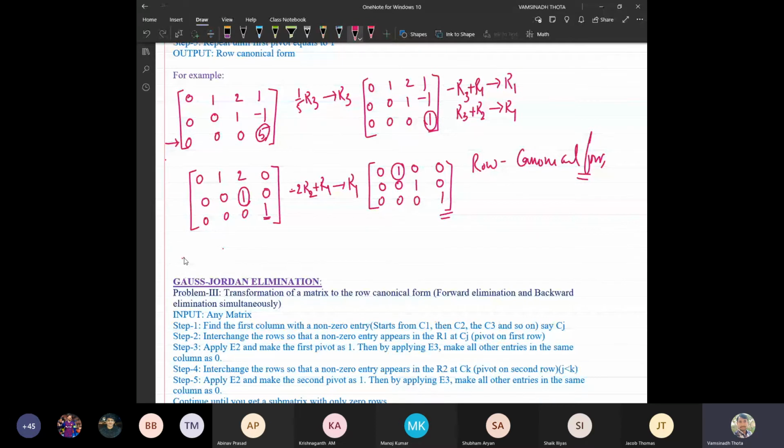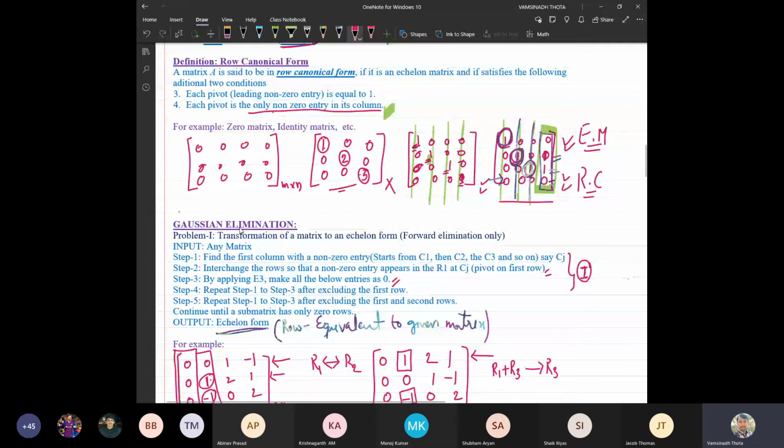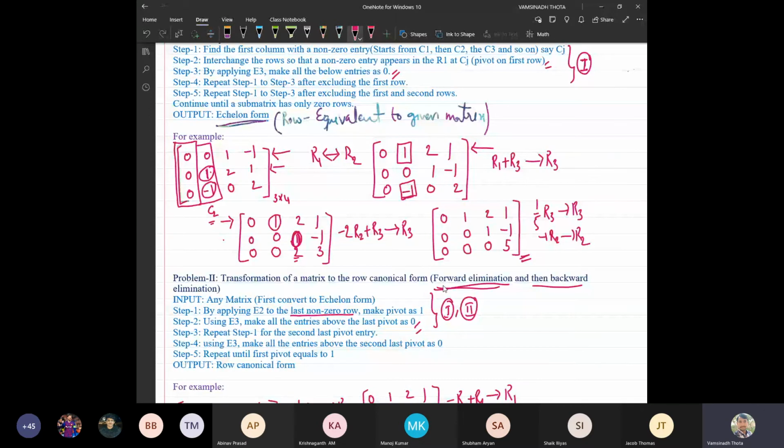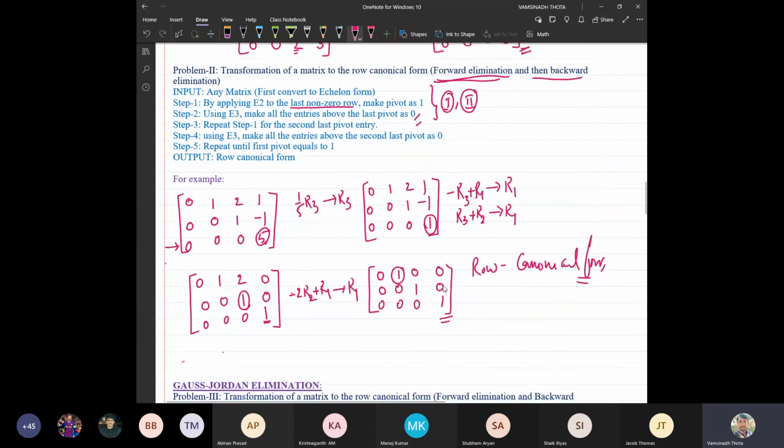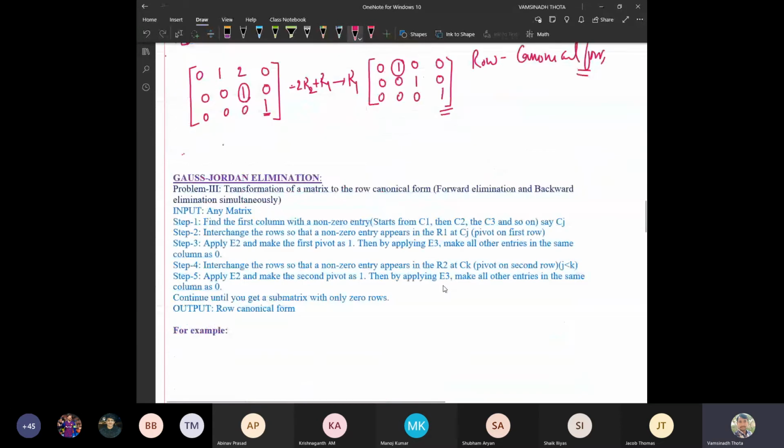These two problems are generally called Gaussian elimination. In Gaussian elimination, there are two subcategories: making the matrix into an echelon form, and transforming a matrix to row canonical form. Echelon form means forward elimination only. Row canonical form means you first finish the forward elimination, and then you start the backward elimination.